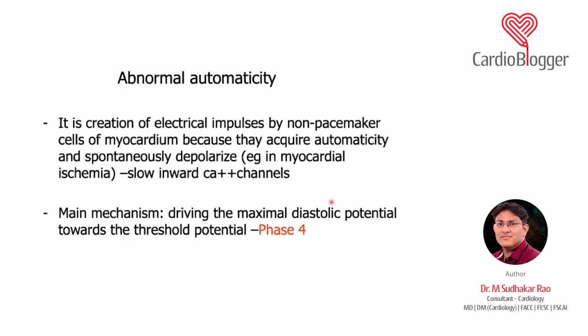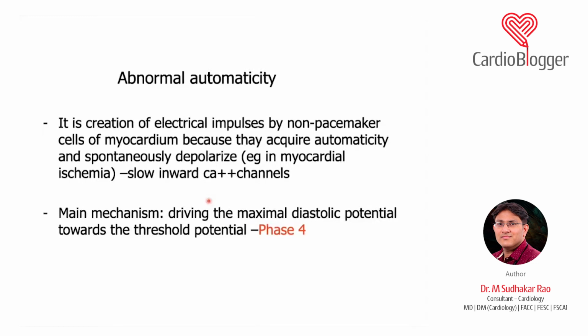Now I will give an example. This is abnormal automaticity. It is the creation of electrical impulses by a non-pacemaker cell. As I already told you, sometimes in myocardial ischemia, the non-pacemaker cells of the myocardium acquire automaticity and spontaneously depolarize. And this happens because of phase 4, the slow inward calcium channels.